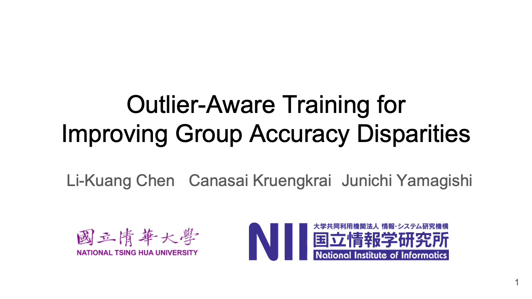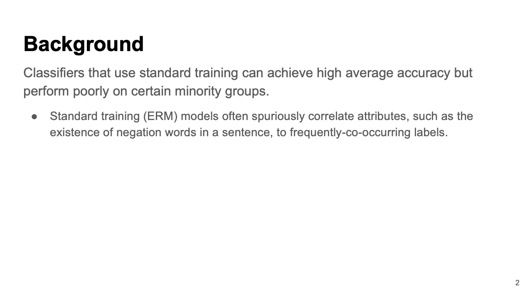In this presentation, I will talk about Outlier-Aware Training for improving group accuracy disparities. Classifiers that use standard training can achieve high average accuracy, but perform poorly on certain minority groups. The standard training refers to ERM, which minimizes the average loss during training. These models often spuriously correlate attributes such as the existence of negation words in a sentence to frequently co-occurring class labels.